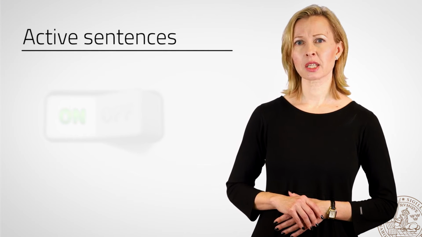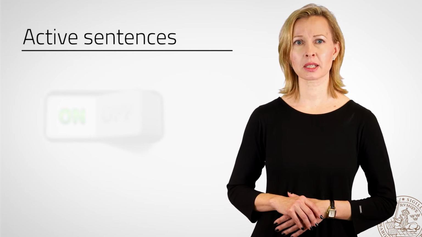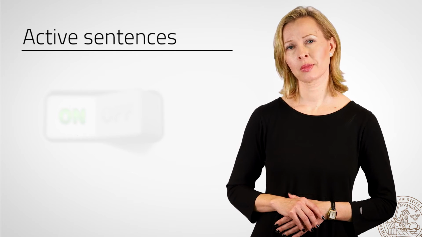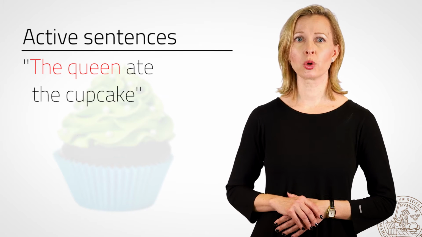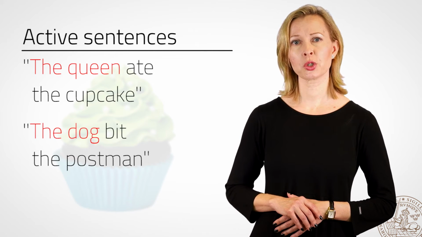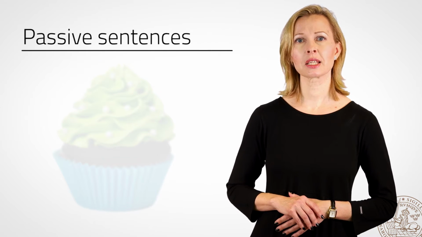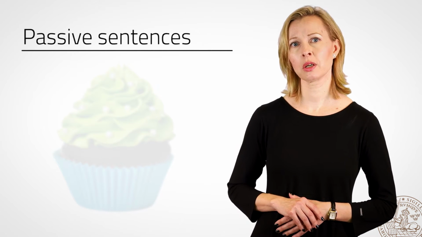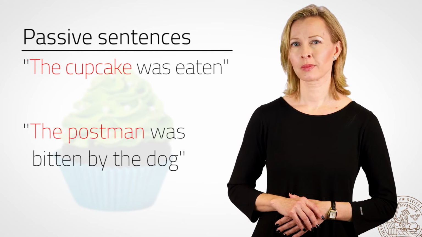Another problem that students often worry about is choosing between the active and passive voice. In active sentences, the subject is the agent or actor. In other words, the entity that does something or causes something to happen. The queen in the sentence, the queen ate the cupcake, or the dog in the sentence, the dog bit the postman. In passive sentences, the subject is the entity that is affected or undergoes the action. The cupcake was eaten, or the postman was bitten by the dog.